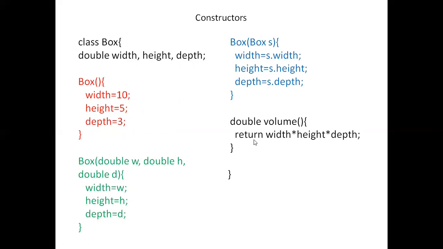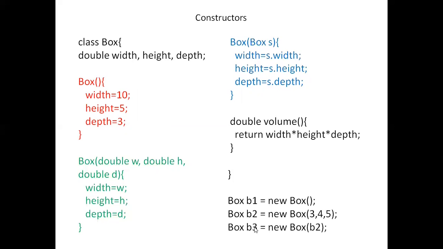A very good example for constructor overloading. If I create an object in this fashion, Box B1 is equal to new Box(), then this default constructor will be called. Box B2 is equal to new Box(3, 4, 5). If I am passing 3 arguments, then automatically this constructor will be called. When I create an object like this, Box B3 is equal to new Box(B2), B2 is an object of Box, so automatically it will match this constructor. Another box with the same dimensions as B2 will be created. This is a copy constructor.